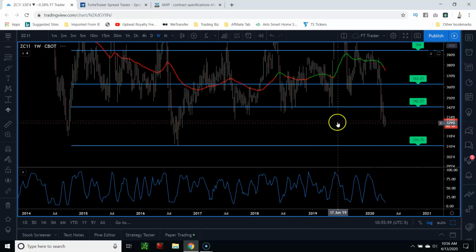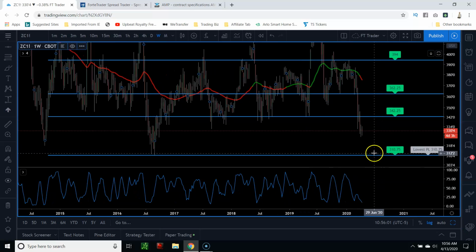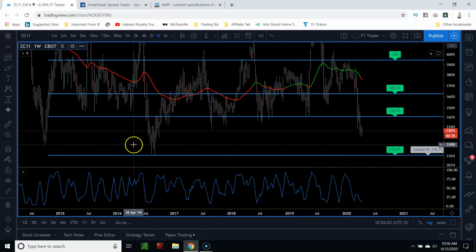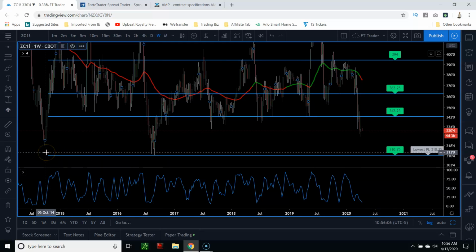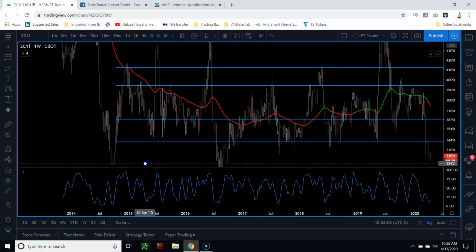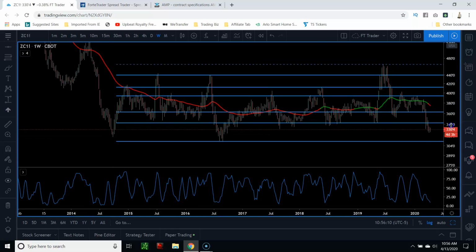Let's open her up. Could we make a move back down to here towards the 310 levels and the prior lows from the last several years? This is going back to 2015. Corn's been in this price range since then.